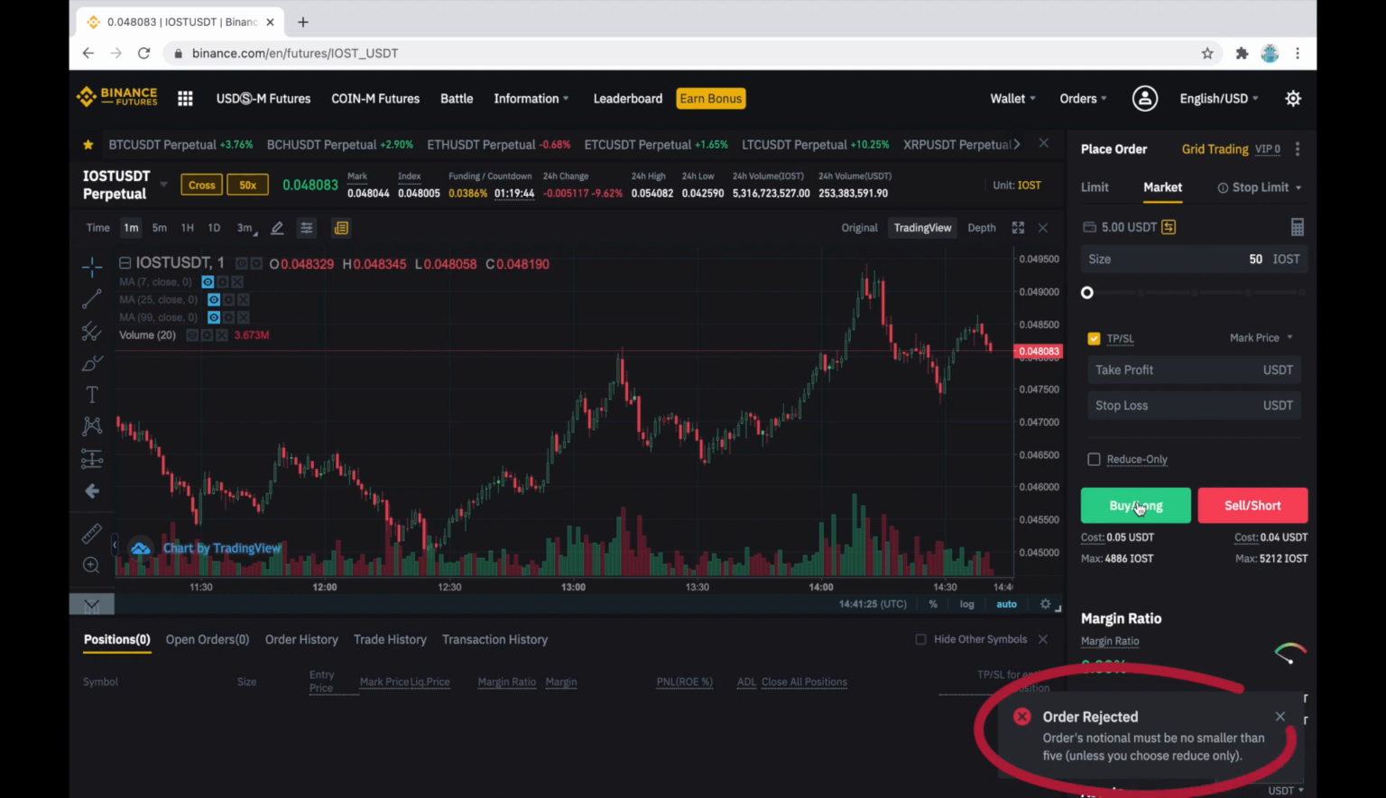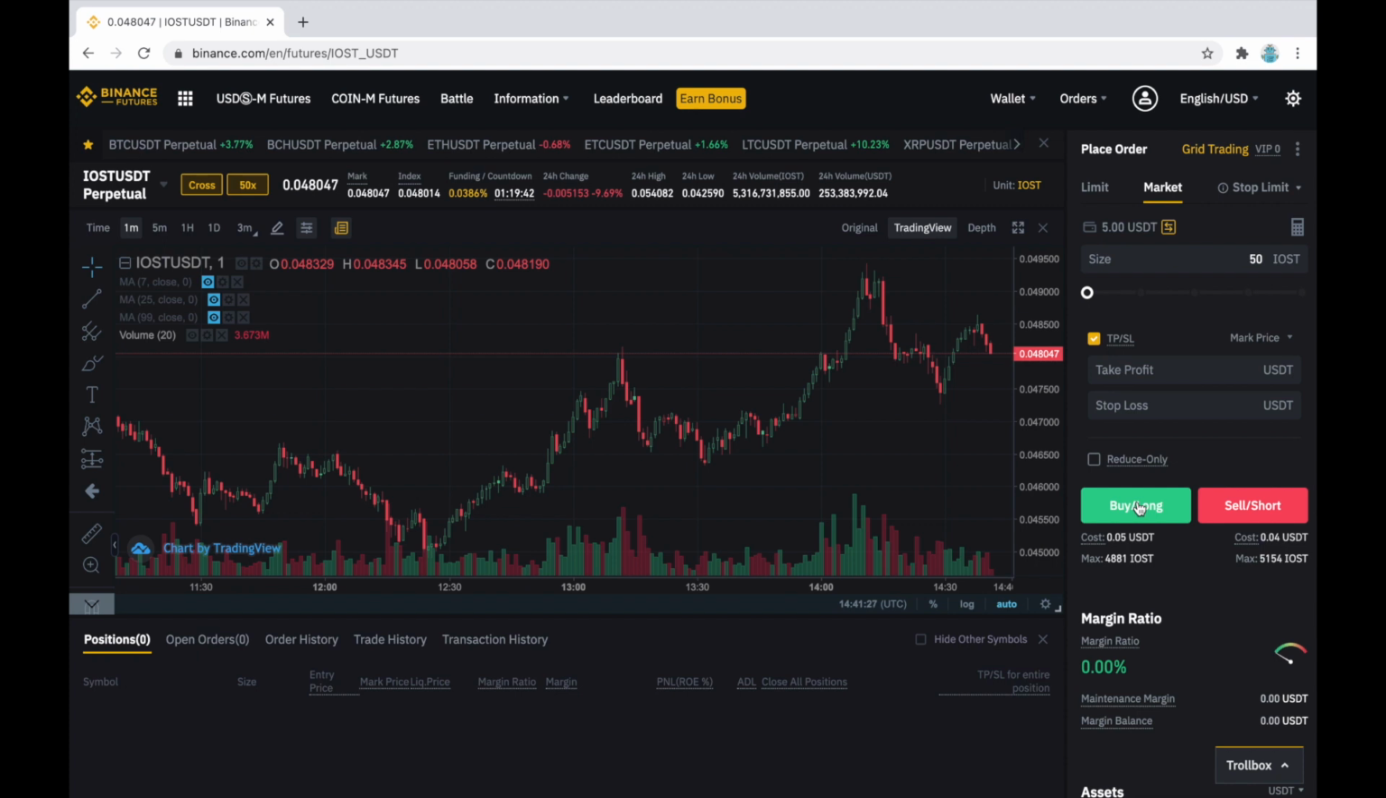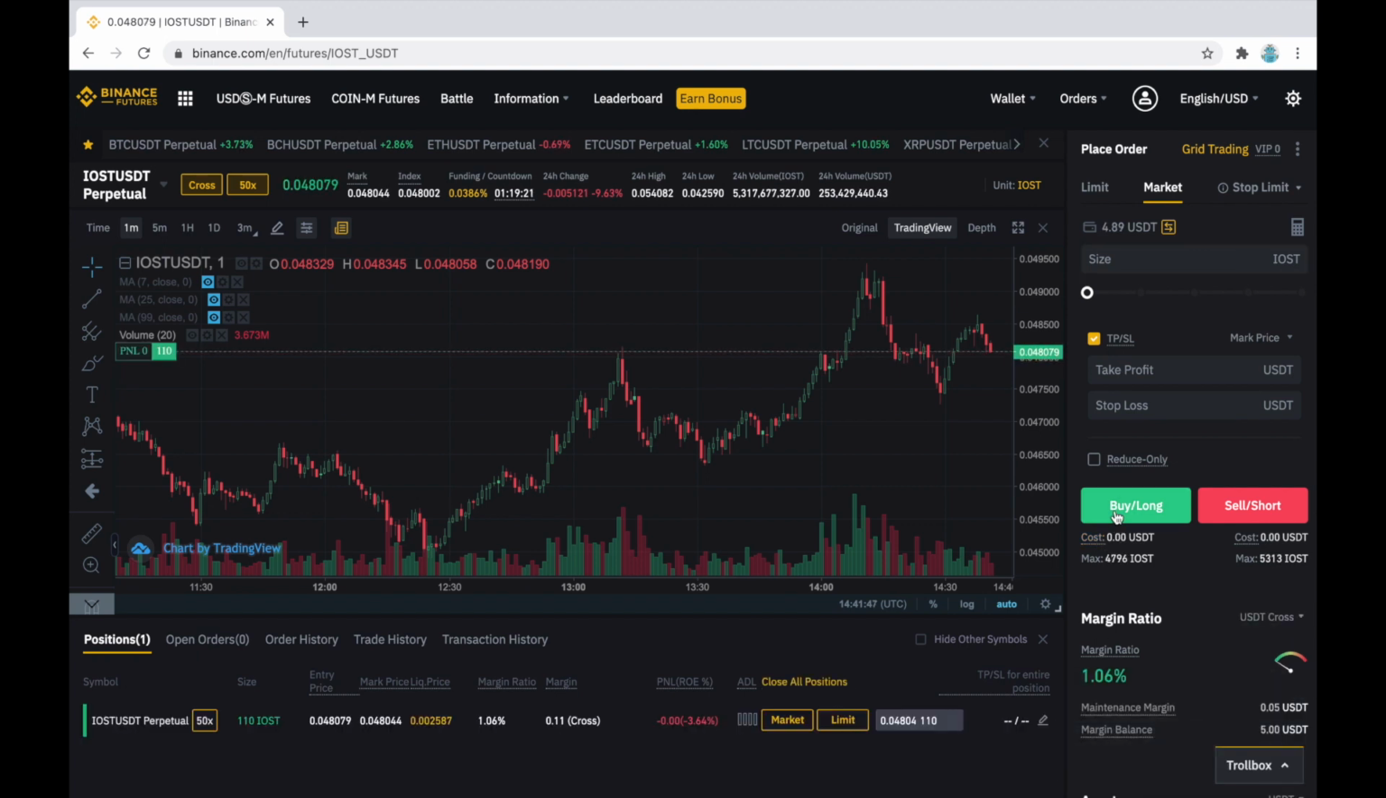Order with the size of 50 IOST contracts was rejected being too small, so I will try 100. I am demonstrating this in this experimental way because I think you should also take the time to experiment on small amounts to gain confidence and get rid of stress and fear that may be associated with trading financial instruments. I am going now for an order size of 110 IOST contracts. And it is being accepted. The order is filled and my open position is shown under the positions in the bottom pane.